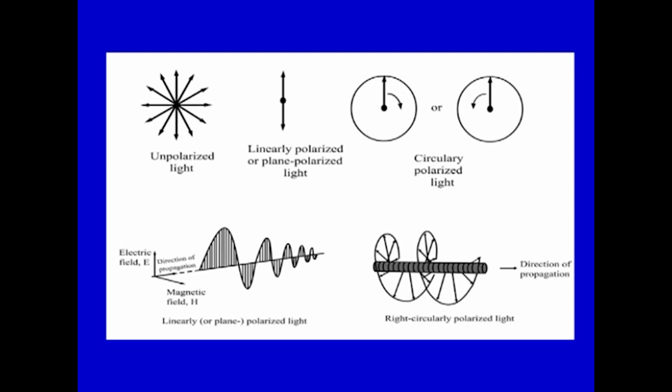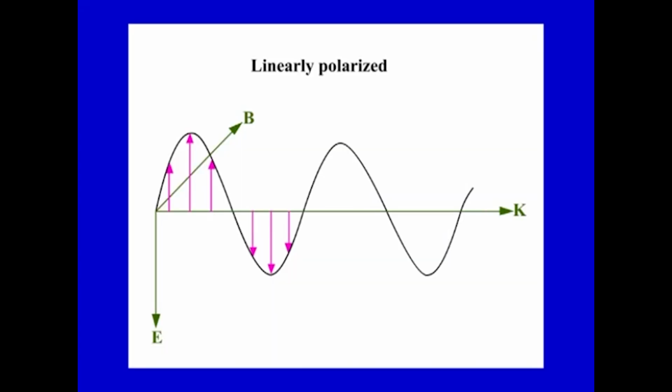Here you can see this figure. It shows plane or linearly polarized light, which is oscillating in only one direction. And here, this is the circularly polarized light, and this is the direction of propagation. Like I said, it could be obtained by combining two polarized lights at 90 degrees. This is another representation of linearly polarized light.